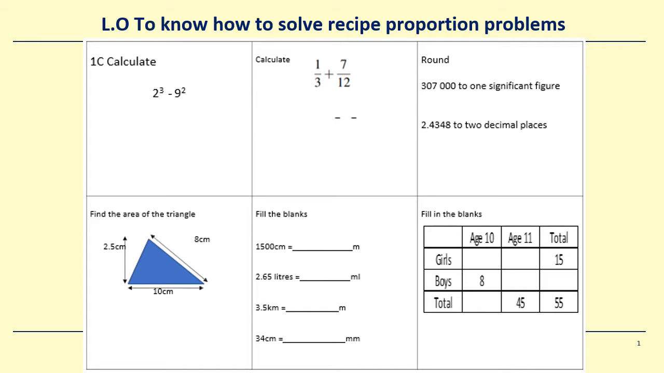Hello everyone and welcome to today's maths lesson where we're doing the next lesson of unit 9.10. Today's learning objective is to know how to solve recipe proportion problems. So on the screen are 6 questions.